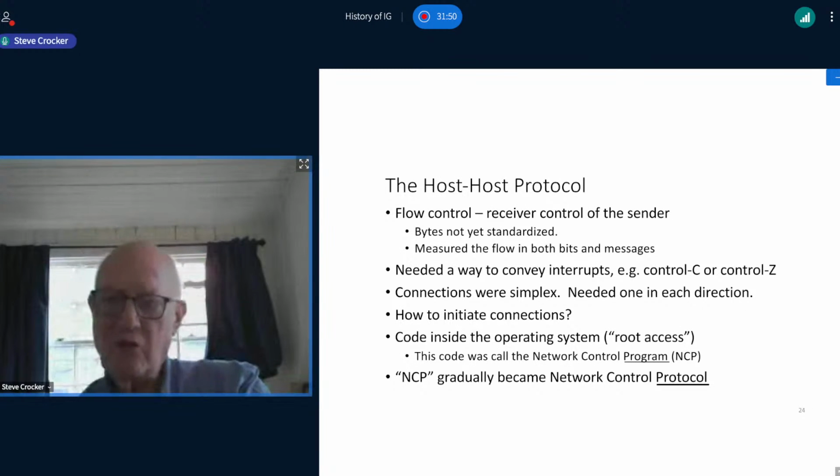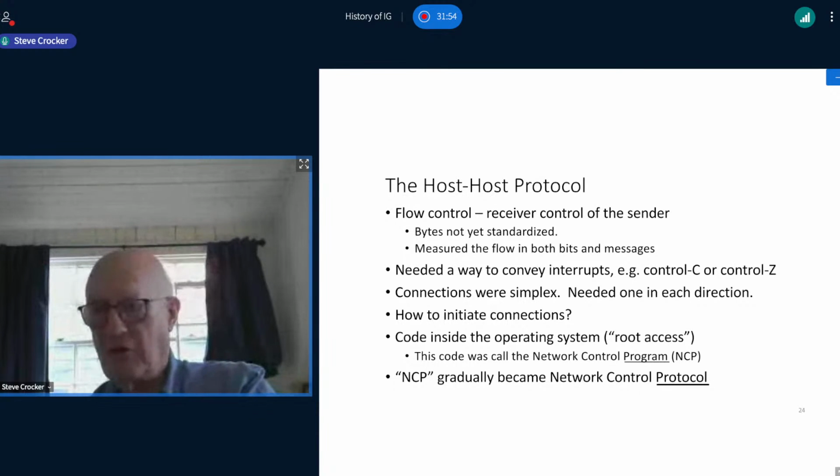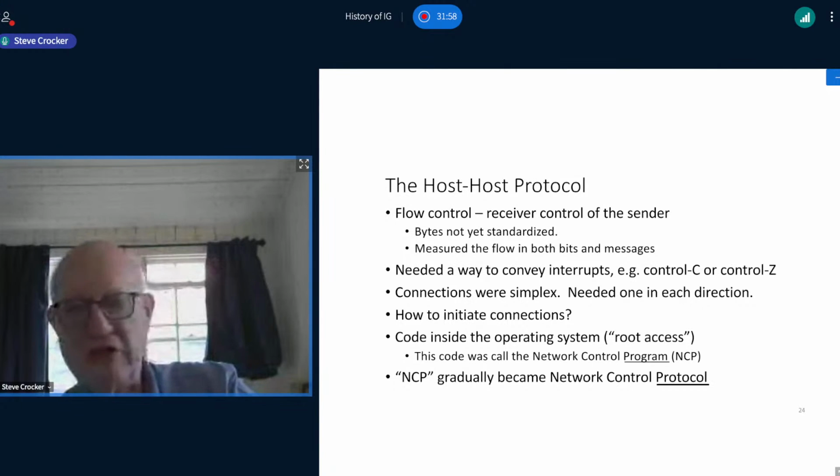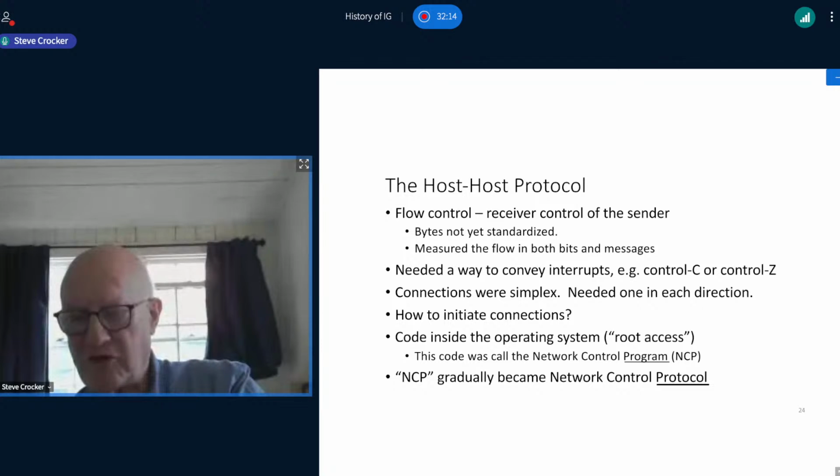So, focusing on what we call very blandly the host-host protocol that created a virtual circuit, at first it seemed pretty easy, and then a couple of important factors became visible to us. One was, you don't want to just allow the sending side to send arbitrarily. You want the receiving side to be able to have some control as to whether it's going to be overrun. And so we created the notion of flow control.